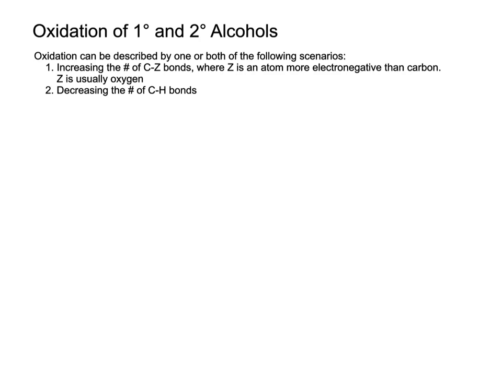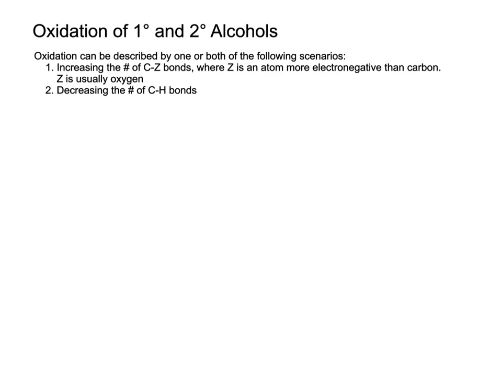So if that's the case, for review, oxidation in organic chemistry can be described by one or both of the following scenarios. One, we're increasing the number of C-Z bonds in a molecule, where Z is an atom more electronegative than carbon. And, true to its name, Z is usually oxygen in oxidation.